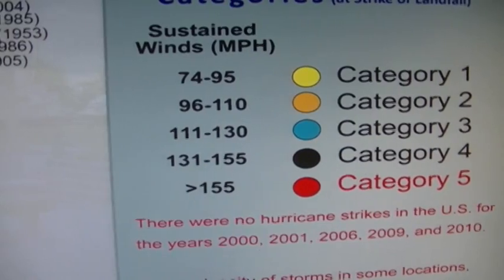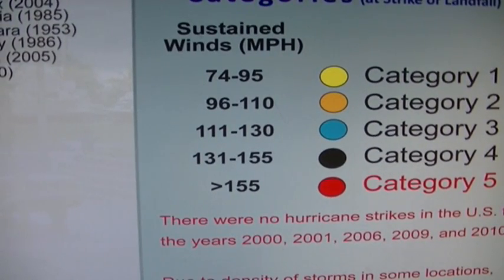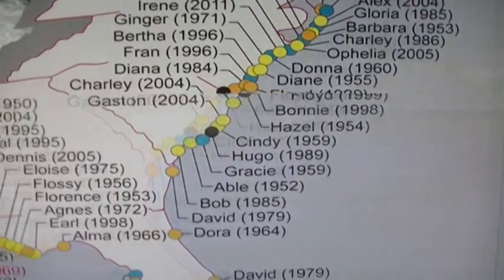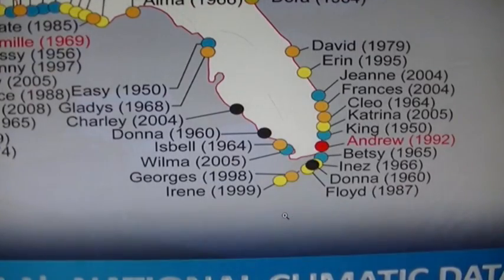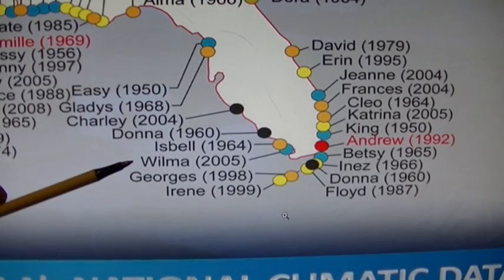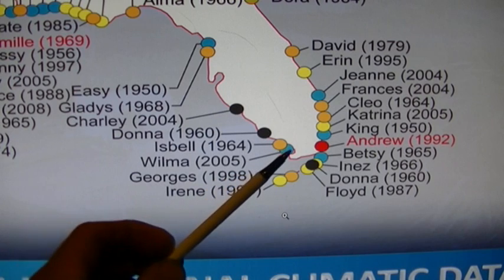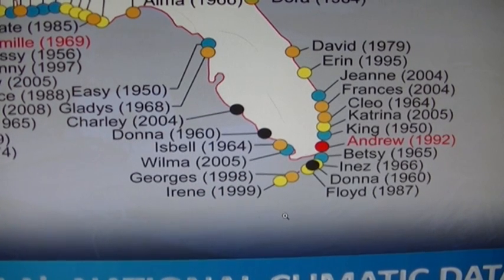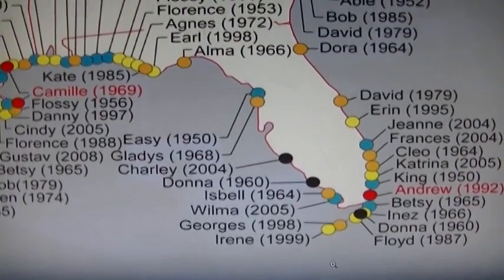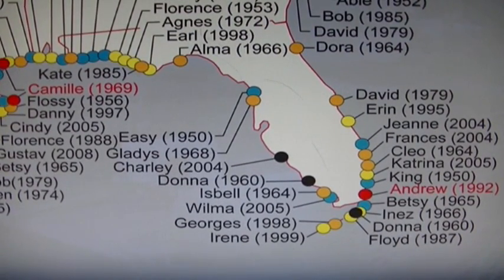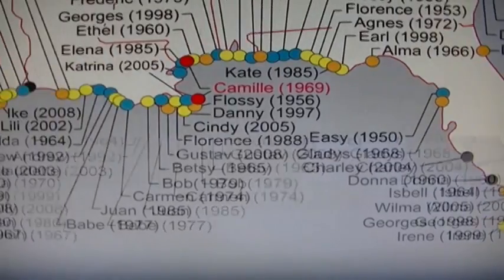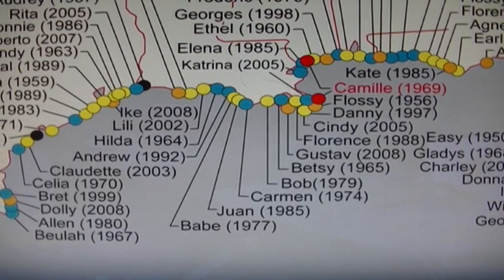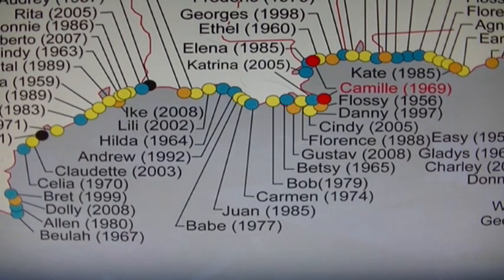Okay, so go back over. So Wilma was category 3. Charlie 2004 category 4. Alright, so this chart from NOAA.gov shows that since 2008 was the last year to have real hurricanes, have any hurricanes hit the Gulf Coast.